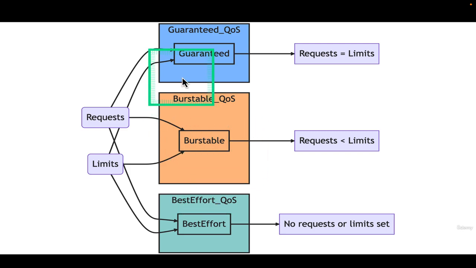So you have three types of QoS. Guaranteed QoS, where request is equal to limit, so both the values are the same. Then we have Burstable QoS, where request is less than limit. So the request will be a lower value and the limit a higher value, so that's why it's burstable. It can vary between the lower value and the higher value, for both CPU and memory. And finally we have BestEffort. BestEffort is basically when you don't specify any requests or limits for the container.